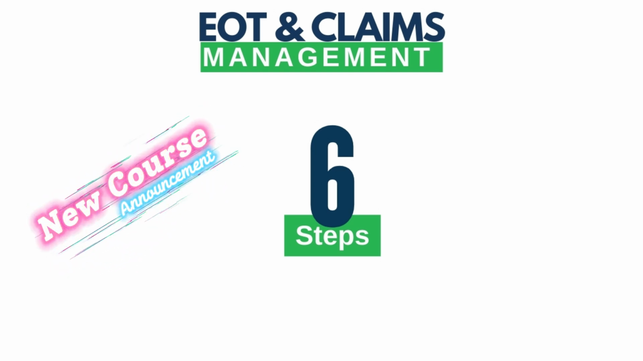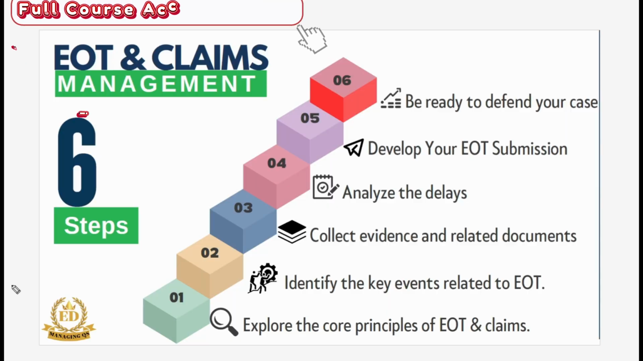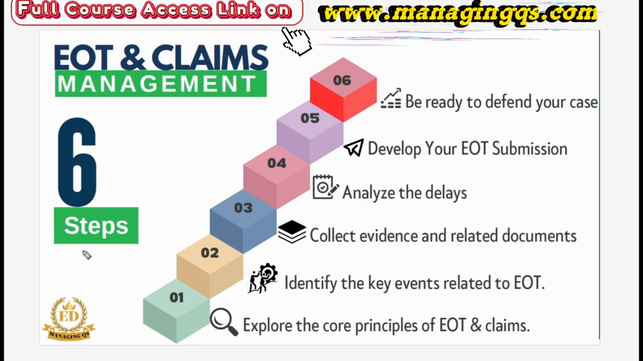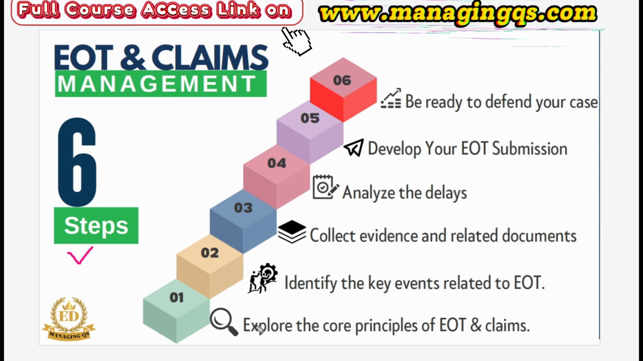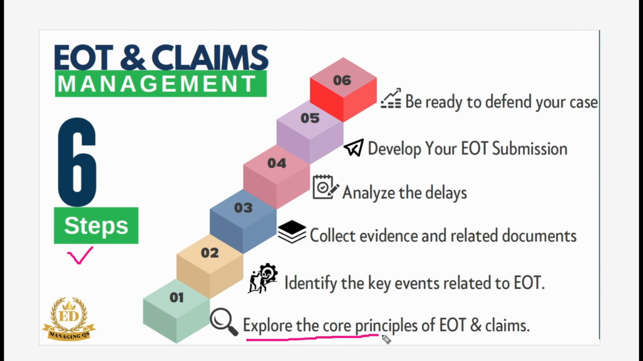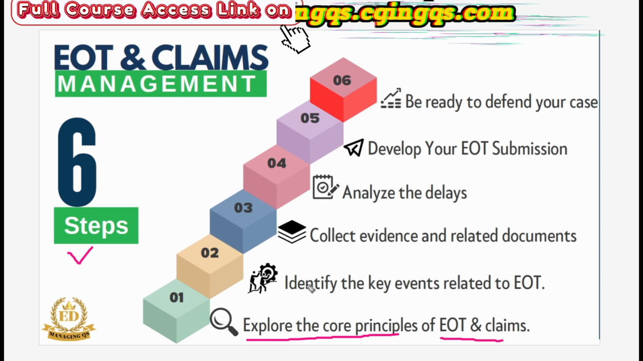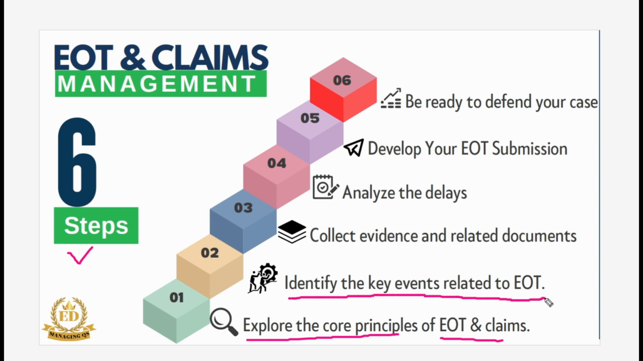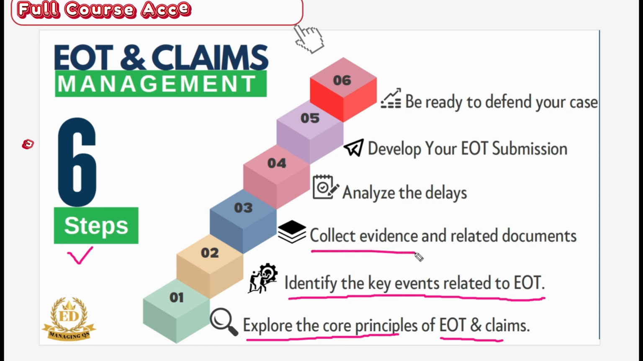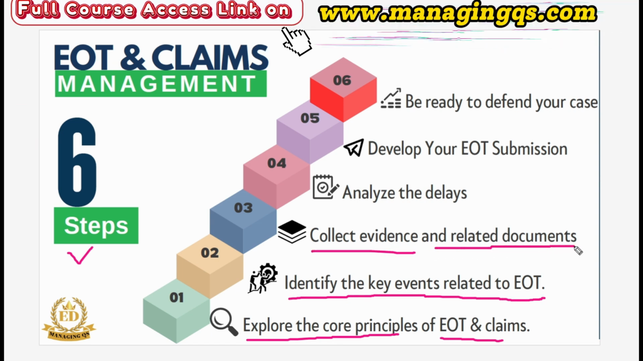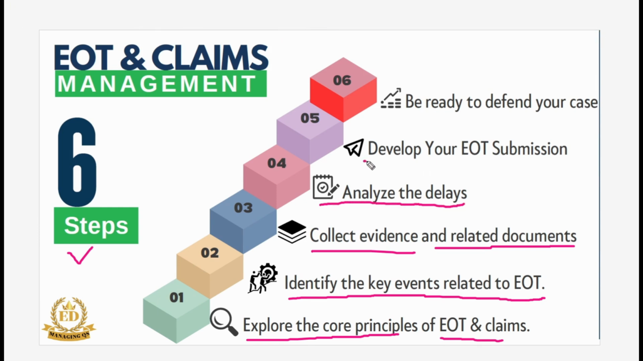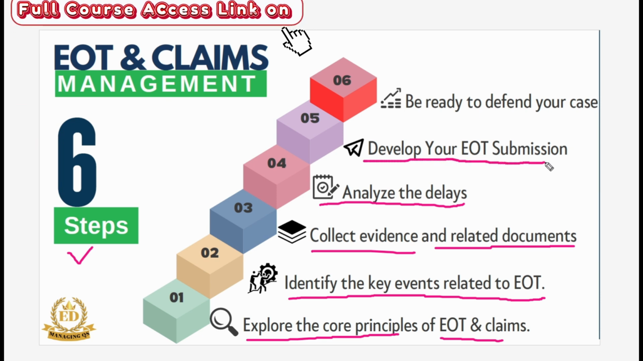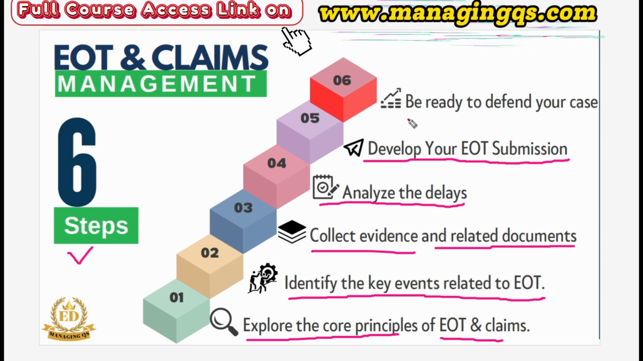Alright guys, without any delay, let's move to the course content. EOT and claims management. In this course, we are going to discuss these 6 steps. Step number 1 is explore the core principles of EOT and claims. Step number 2 is identify the key events related to the EOT. Step number 3 is collect evidence and related documentation. Step number 4 is analyze the construction delays. Step number 5, develop your extension of time submission. The final stage is be ready to defend your case with the client.